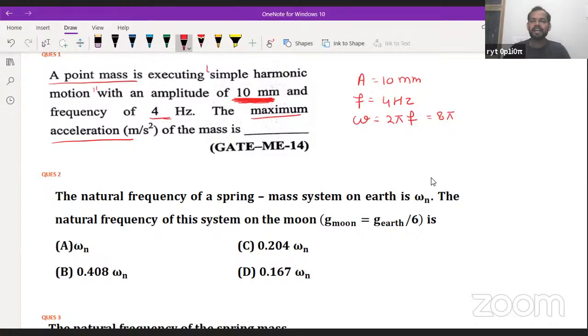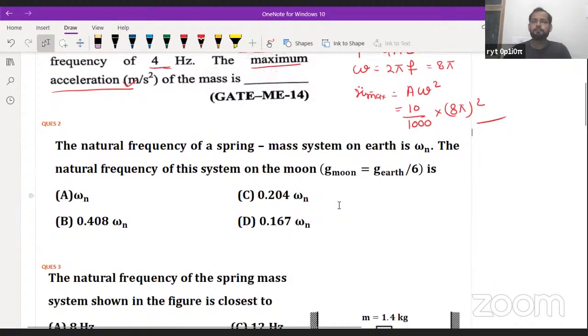A omega square. Very good, Taizim. It is nothing but A omega square. So you can easily get the maximum acceleration, that is x double dot maximum, which is nothing but A omega square, and that is the answer. So use A in meters because he's asking in meter per second square. So this is nothing but 10 divided by 1000 times (8 pi) square, and you get the answer. Fine. Can we proceed to the next problem?